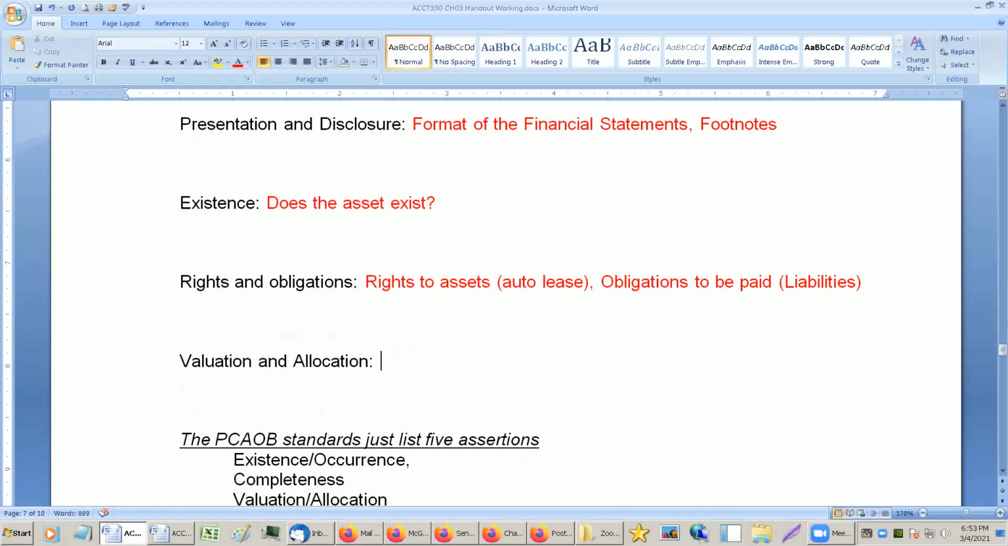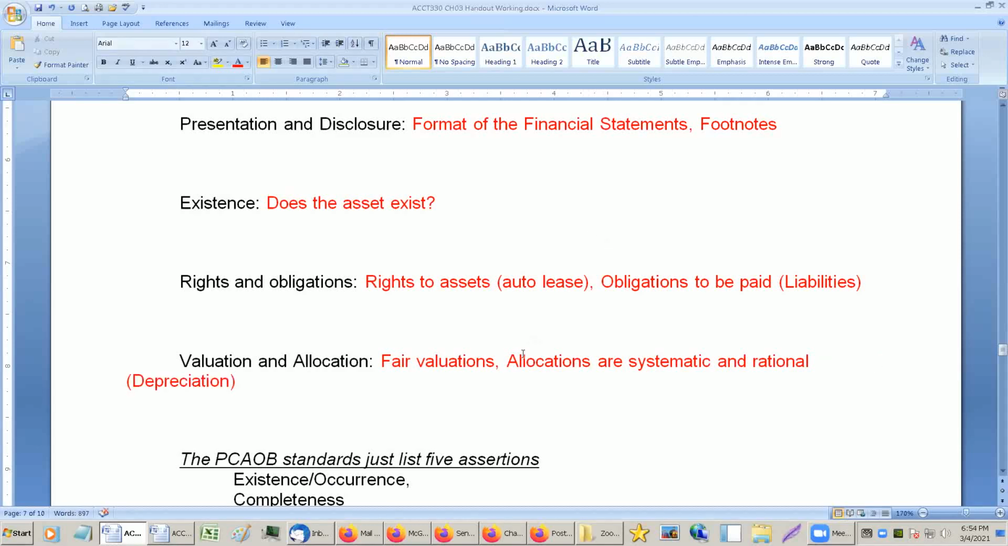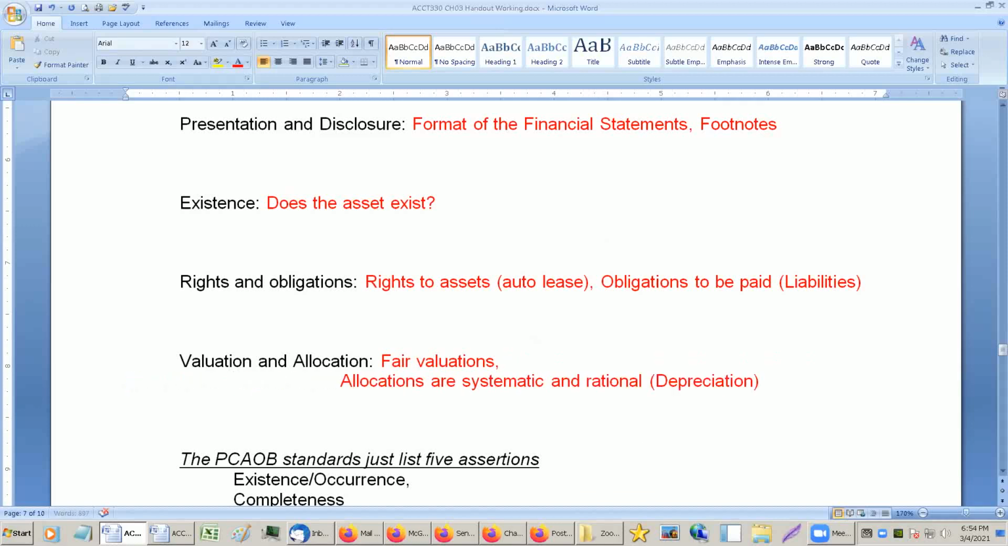Valuation and allocation. Valuation is what you value those things at on your financial statements. Valuations are fair, and allocations are systematic and rational. Allocations are things like depreciation. So fair valuations are things like bad debt in accounts receivable and uncollectible accounts.